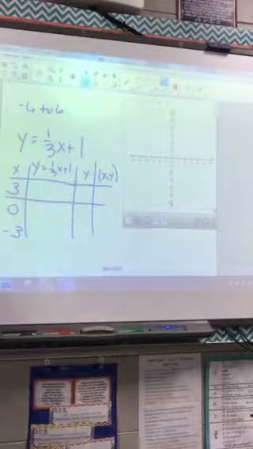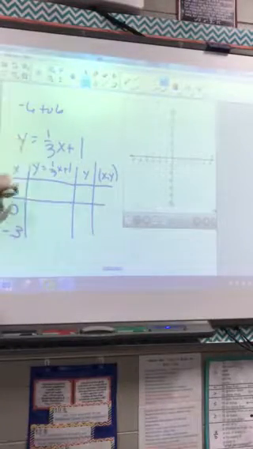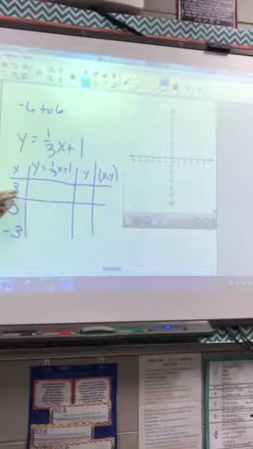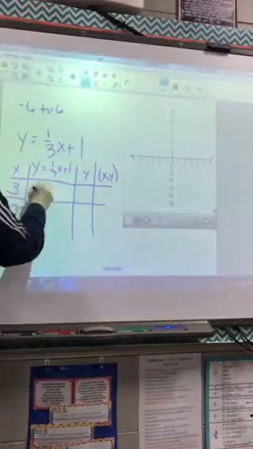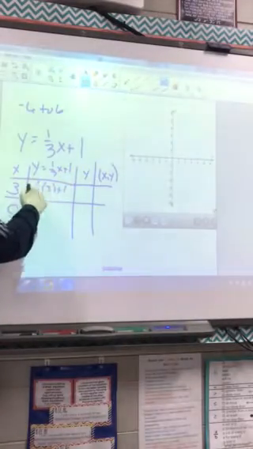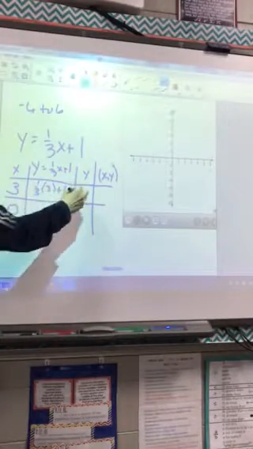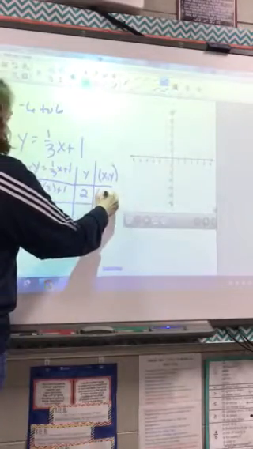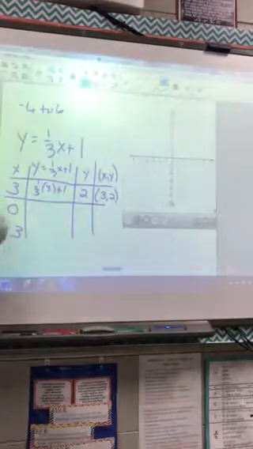So I'm going to go through and solve for y for each one of these. That's 3 different times. So 1/3 times 3, plus 1. 1/3 times 3 is 1. 1 plus 1 is 2. So one of my points is (3, 2).